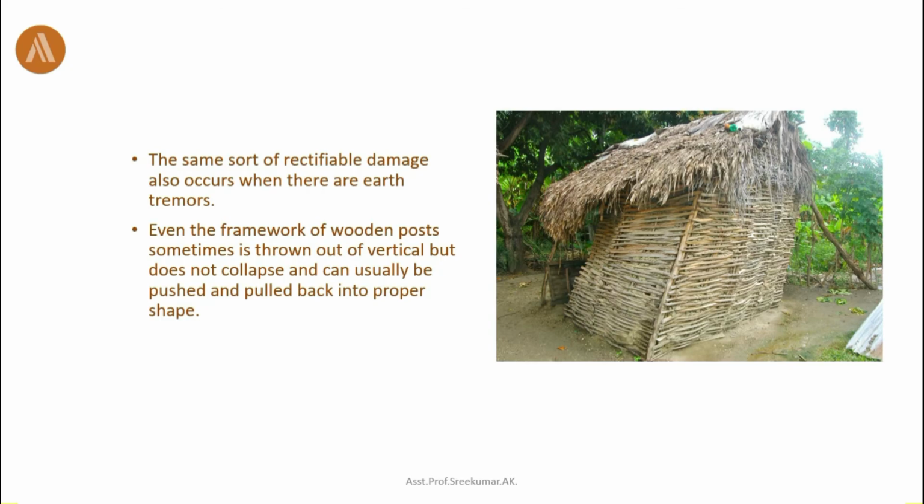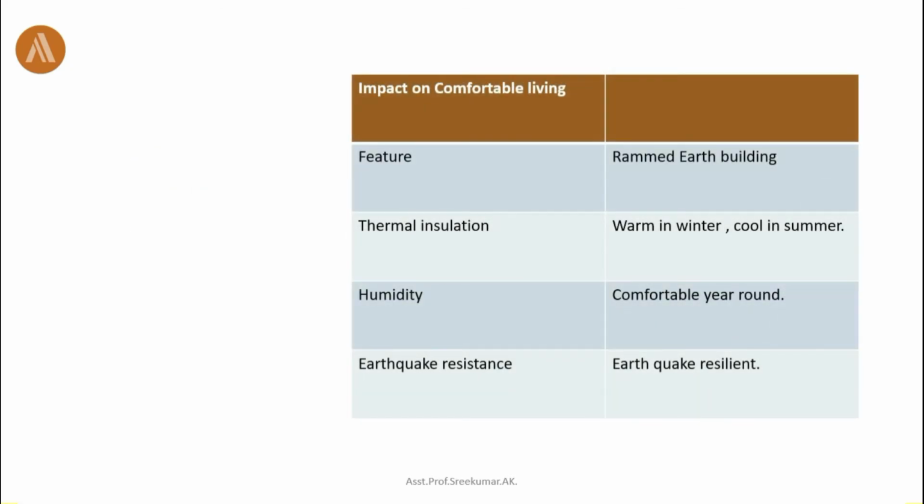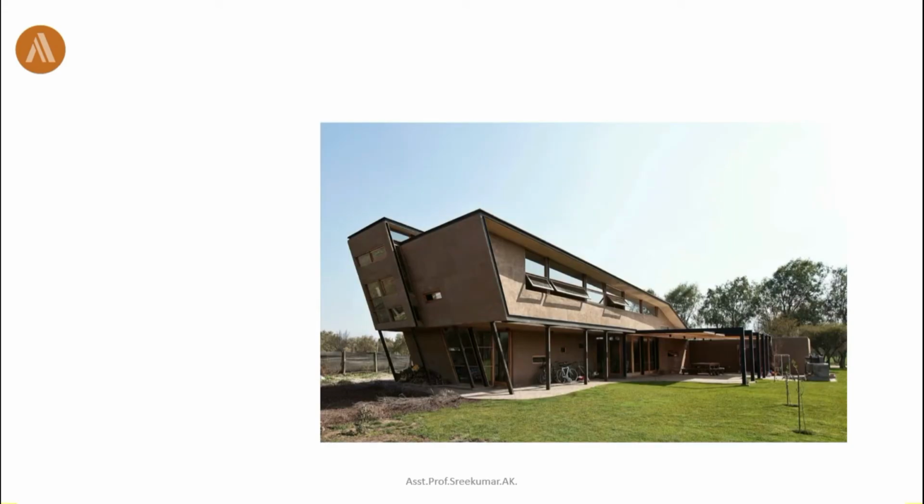Now let's look at some of the features of wattle and daub. Regarding thermal insulation, it's warm in winter and cool in summer. And regarding the humidity, wattle and daub provides a comfortable environment year-round, and it is earthquake resilient. Wattle and daub is still used for the construction of modern structures, but in a slightly different way.